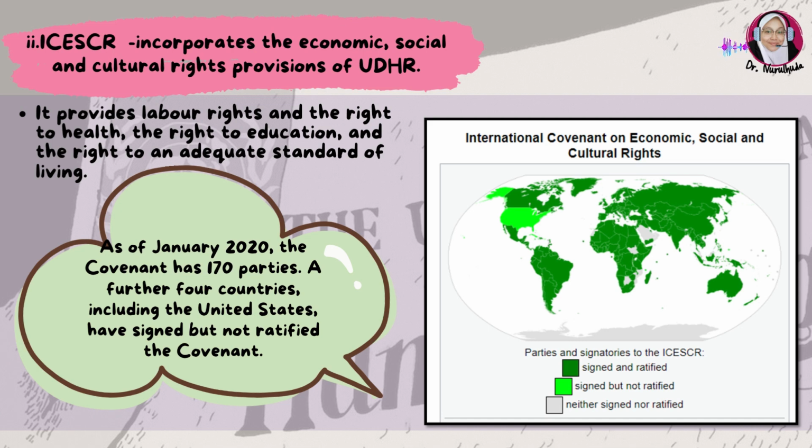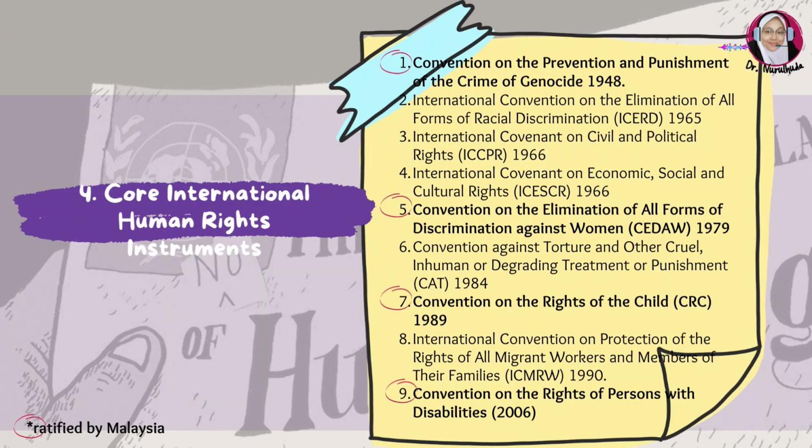With regards to the ICESCR, it provides labor rights and the right to health, the right to education, and the right to an adequate standard of living. As of January 2020, the covenant has 170 parties. A further 4 countries, including the United States, have signed but not ratified the covenant.